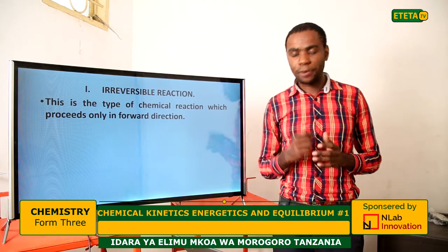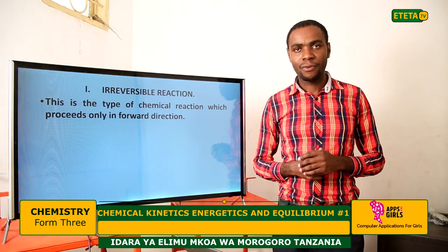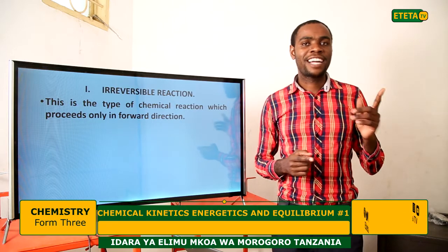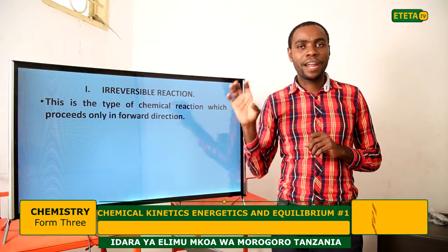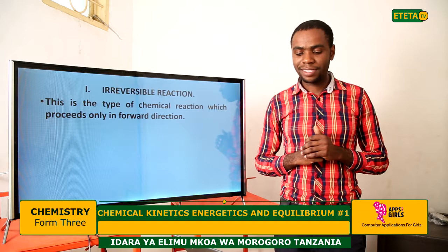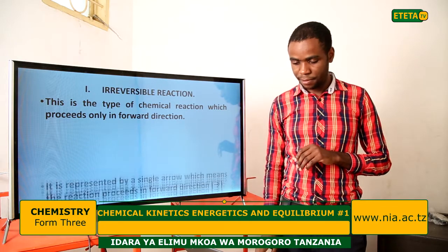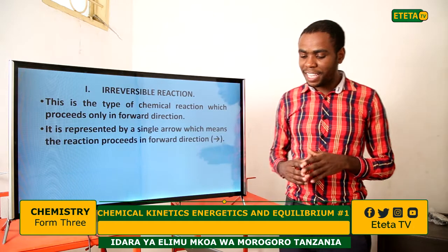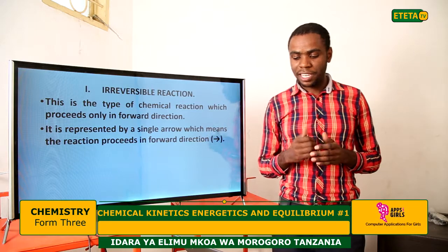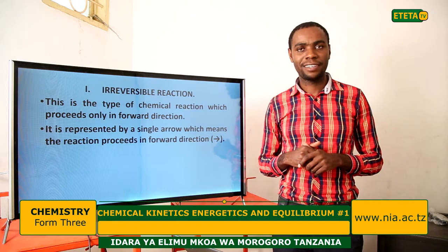This is the type of chemical reaction which proceeds only in forward direction. When I say in forward direction, I mean the reactant changes to product, but product cannot change to reactant. That's all about irreversible reaction. Now, it is represented by a single arrow, which means the reaction proceeds in forward direction. We use a single arrow to represent it in the chemical reaction.